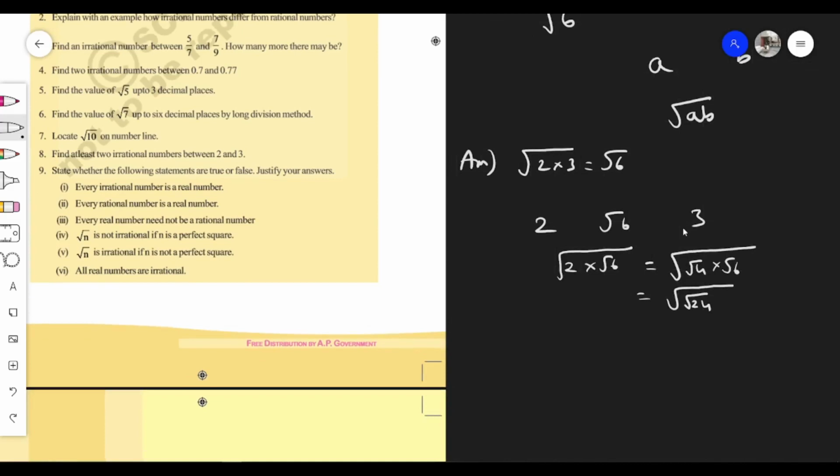See, square root of 6 means we write 6 to the power of half, and square root of 24 means first find square root of 24, to that value find the square root again. So 24 to the power of 1 by 4.